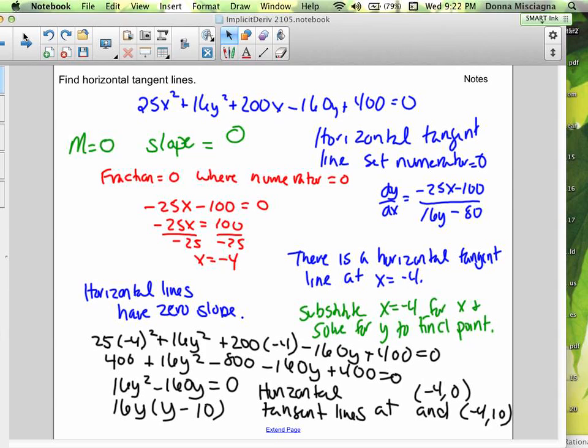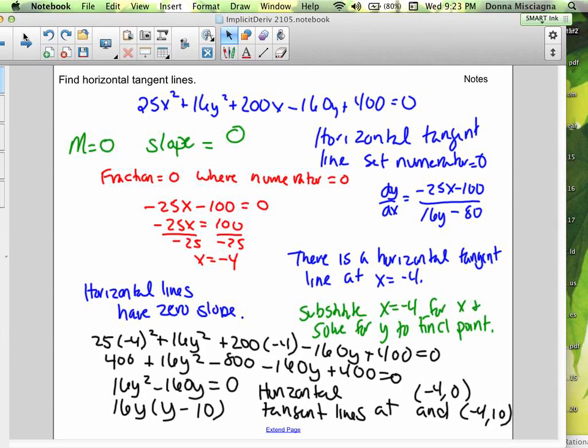So we're going to substitute x equals negative 4 into the original equation and solve for y to find our points, because we're looking for where the horizontal tangent lines are, and it's not enough to have just the x values. 25 times negative 4 squared is 400, plus 16y squared, minus 200 times negative 4, which is plus 800, minus 160y plus 400 equals 0. Well, the constants cancel themselves out. You've got 16y squared minus 160y equals 0.